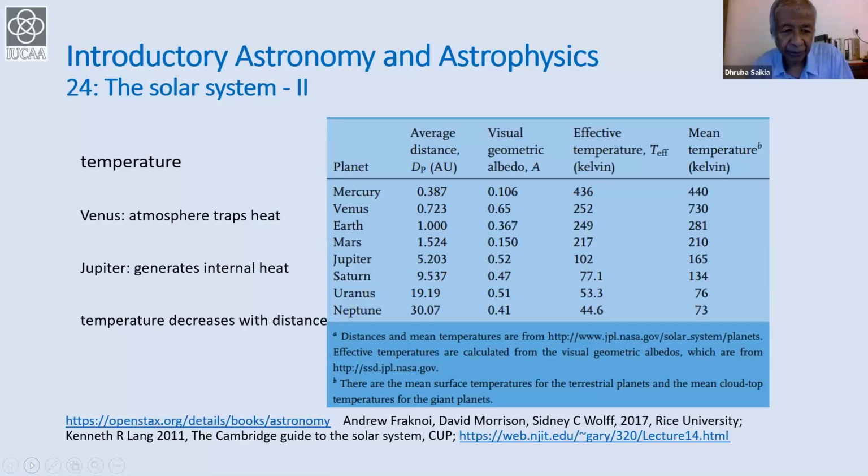Temperature decreases with distance, which you can see over here from Mercury, and Venus gets very high because of the atmosphere. But otherwise, excluding Venus, which has a very high temperature, you can see that it generally follows the trend of having a lower temperature as you go further and further away from the sun.